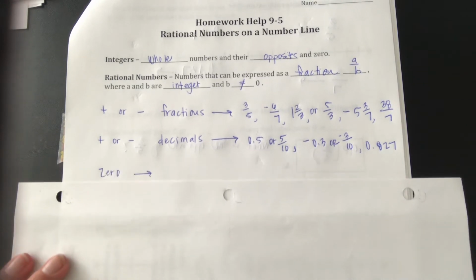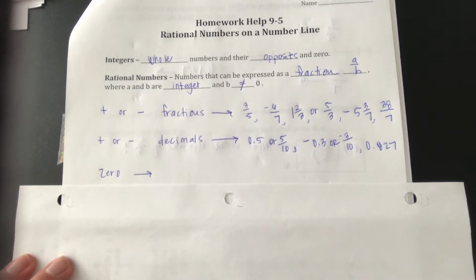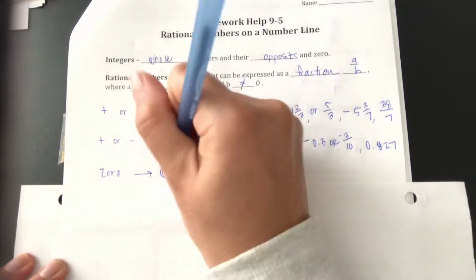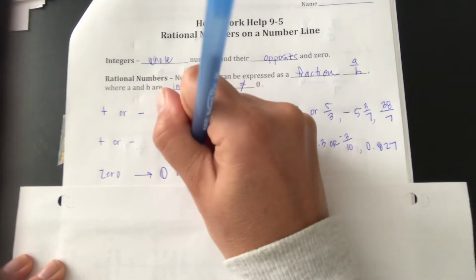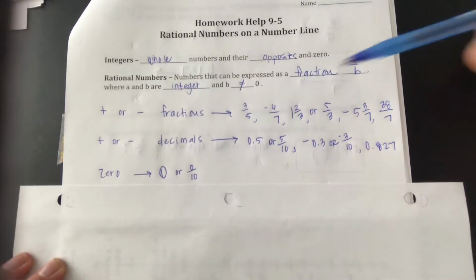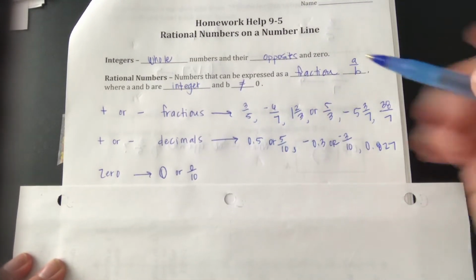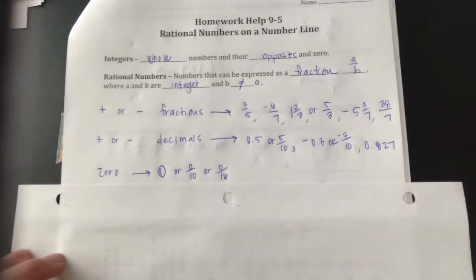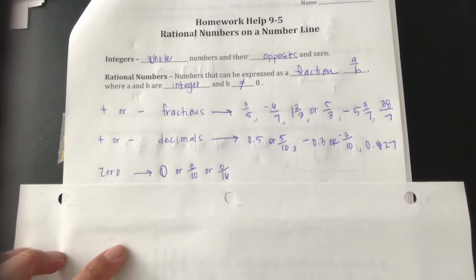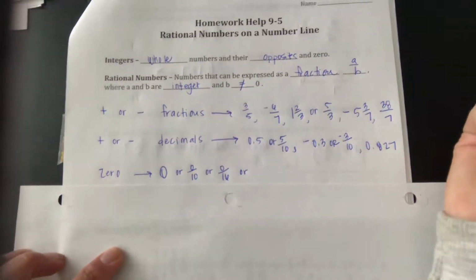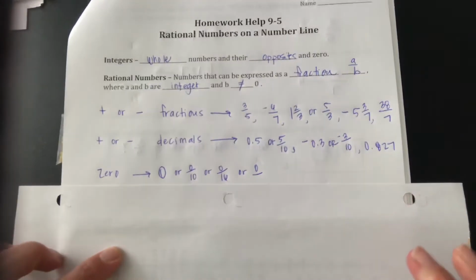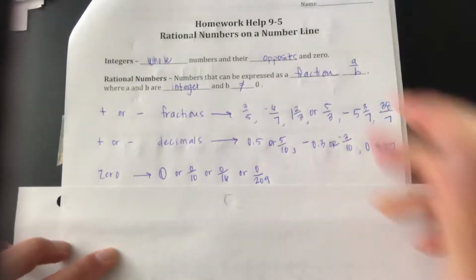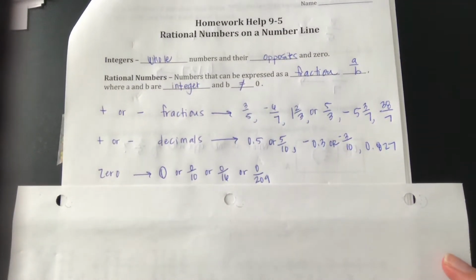And the last one is 0. Okay, you can have just 0, or you could have 0/10, whereas your top number is a 0. Or you could have something like 0/16, again, where your top number is a 0. Or you could have something bigger like 0/209. Okay? Again, those would all be examples.